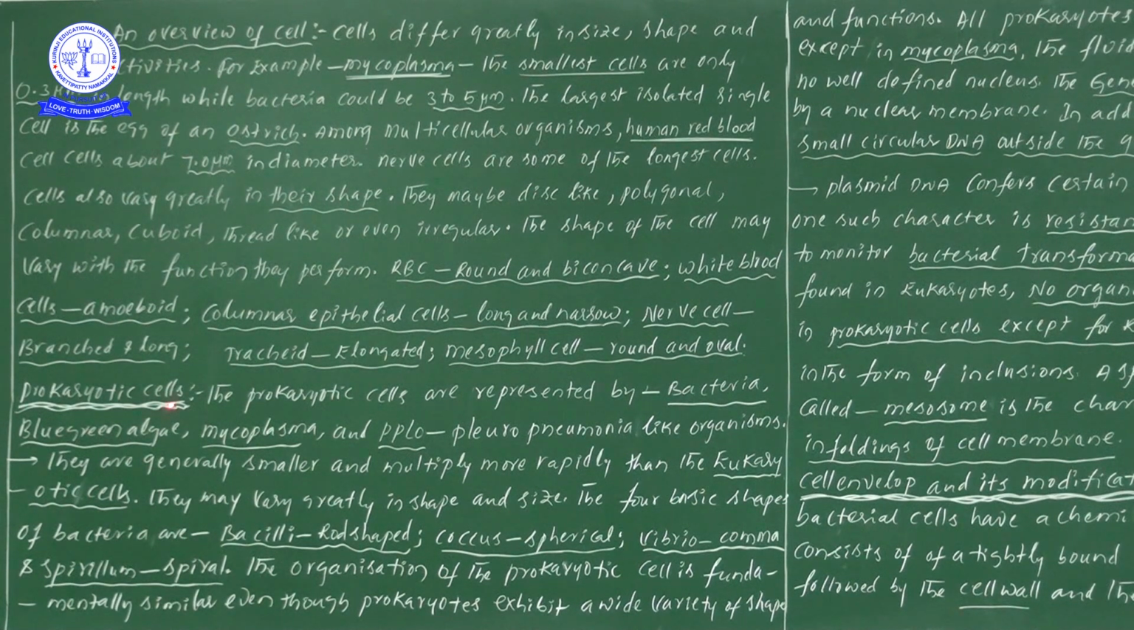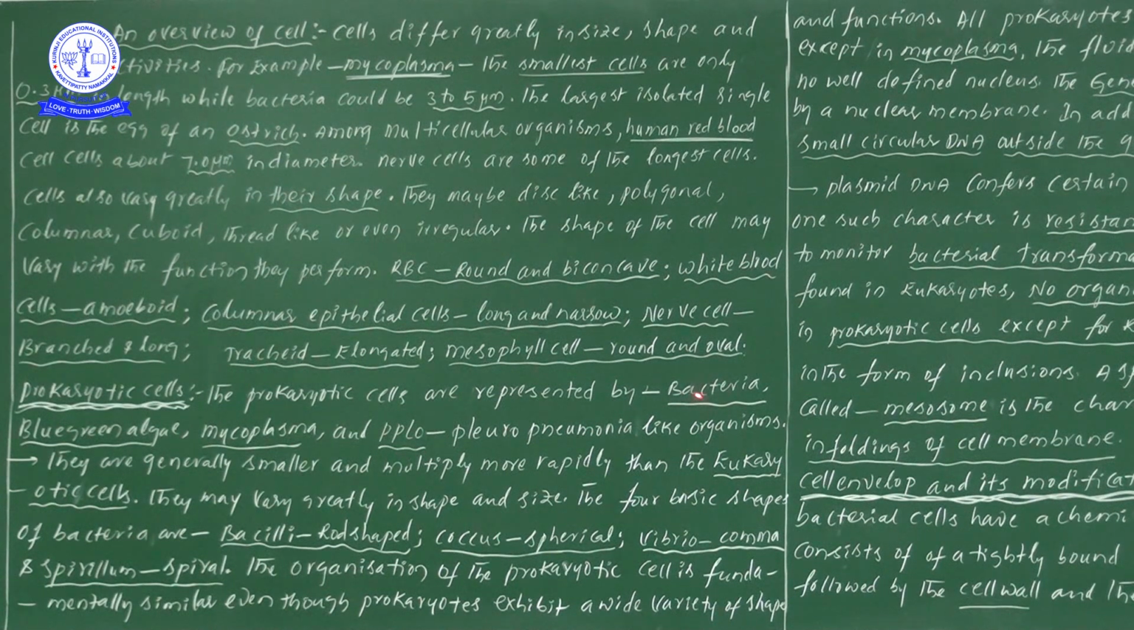Next one, prokaryotic cells. Now the prokaryotic cells are represented by bacteria, blue green algae, mycoplasma, and one more is PPLO. Under prokaryotic cells, bacterial cells are there, blue green algal cells. Blue green algae means cyanobacteria. Either blue green algae or cyanobacteria, you can use any one of the names. Next one, mycoplasma, and one more is PPLO.